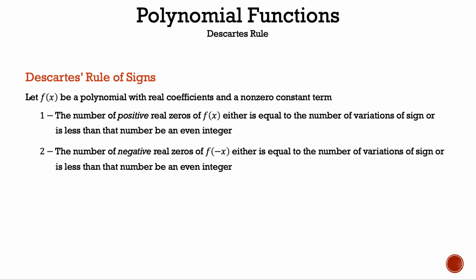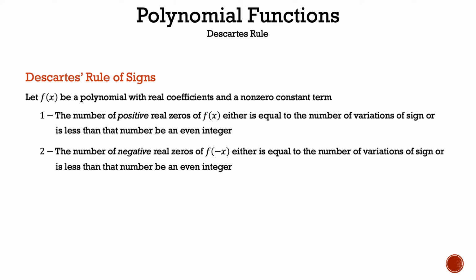Now, let's take a look at Descartes' rule of signs. Let f of x be a polynomial with real coefficients and a non-zero constant term. Rule 1. The number of positive real zeros of f of x either is equal to the number of variations of sign or is less than that number by an even integer. Rule 2. The number of negative real zeros of f of negative x either is equal to the number of variations of sign or is less than that number by an even integer.